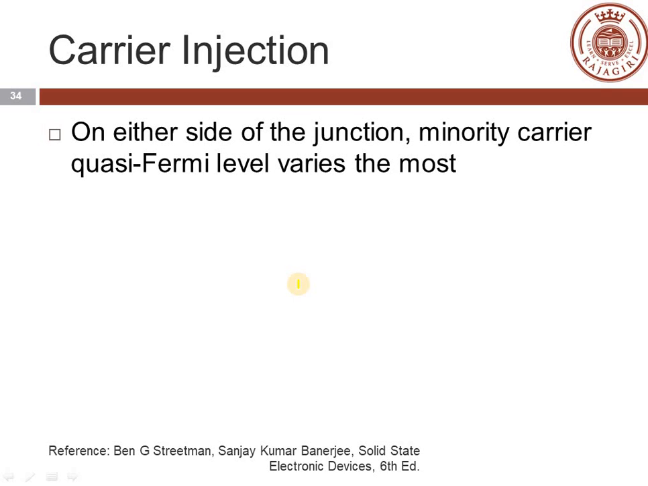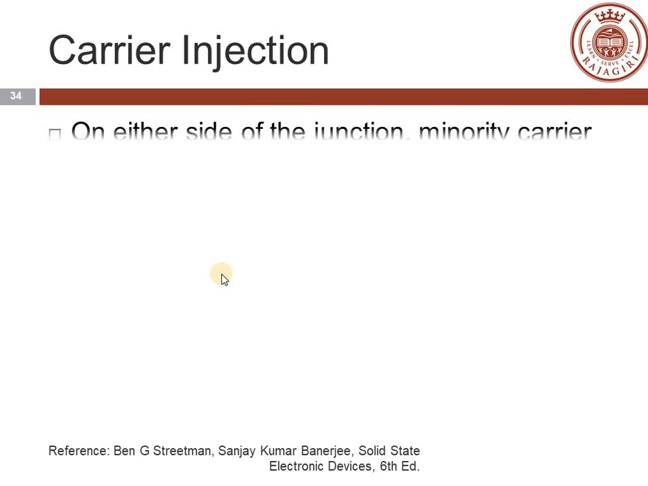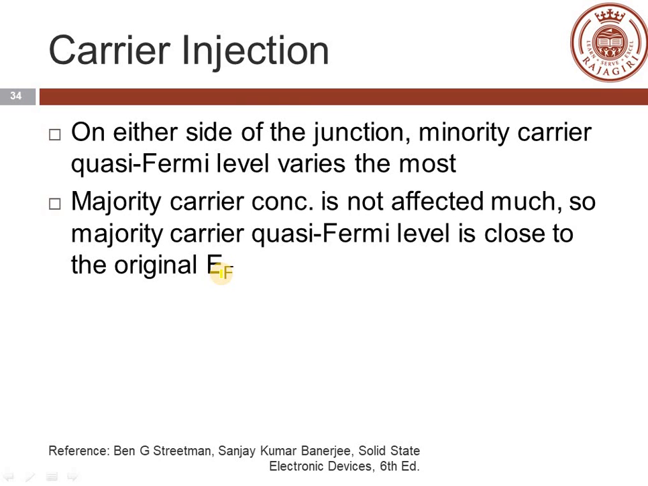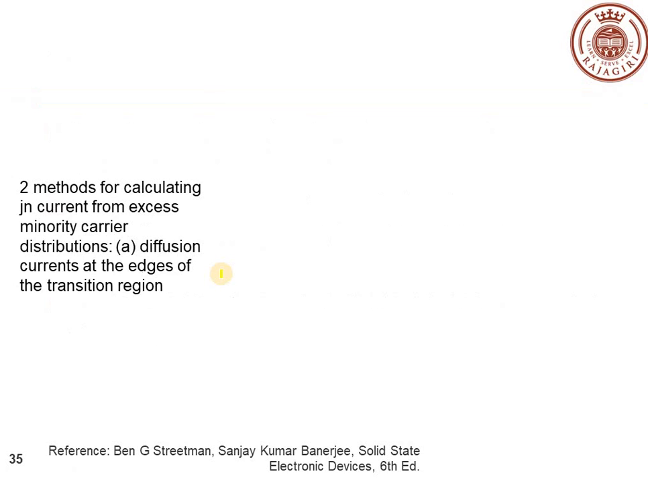On either side of the junction, the minority carrier quasi-Fermi level varies the most. That means at the N side, Fp is varying, and at the P side, Fn is varying. So the majority carrier concentration is not affected much. So the majority carrier quasi-Fermi level is close to the original EF. The quasi-Fermi levels are more or less flat within the depletion region.